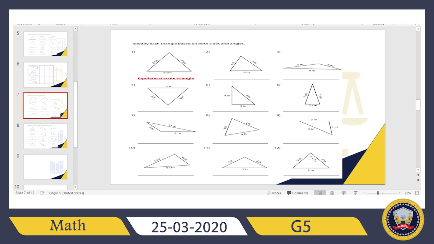I have all the sides equal to 9 meters. First side 9 meters, second side 9 meters, and the third side is 9 meters. So all the sides are equal in their length. So I call this triangle an equilateral triangle. Excellent. We're going to stop here, and we'll continue our chapter tomorrow.